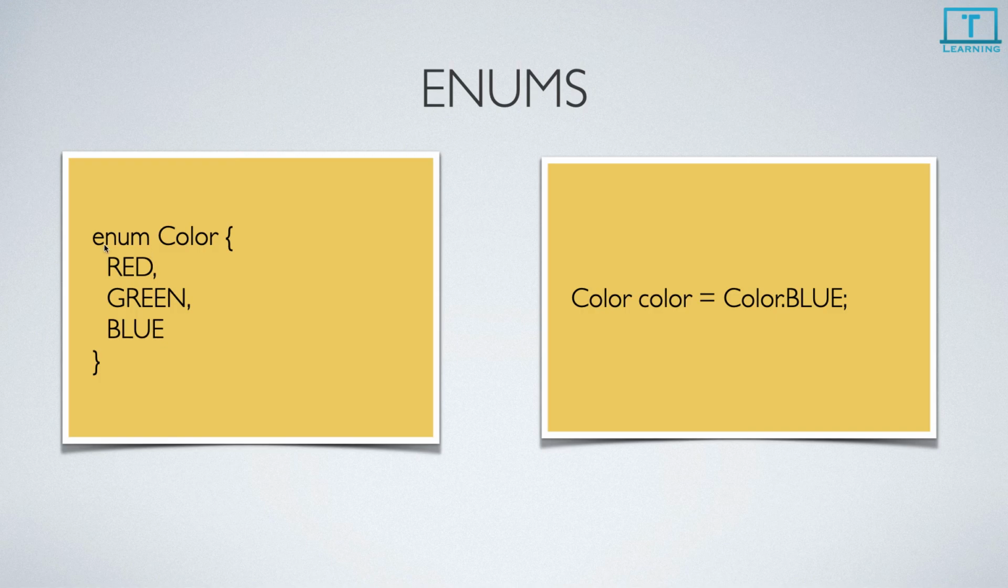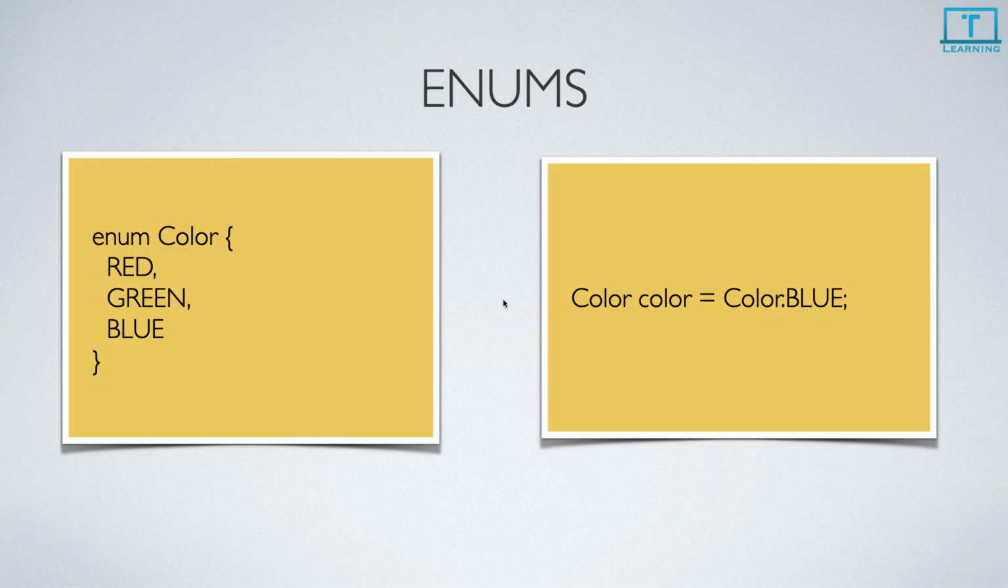So here we're using enum Color, and within curly braces we are defining different color constants like red, green and blue. Now you can create a variable of the new type that we created, Color. So this is a variable of type Color, and you can assign some value from these constants that you have defined. So it can have Color.BLUE or Color.GREEN or Color.RED.